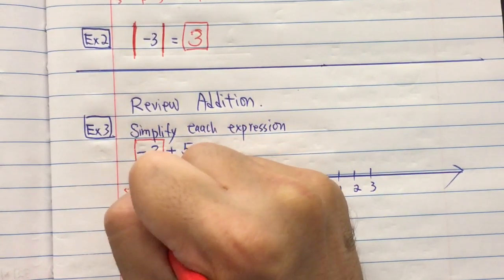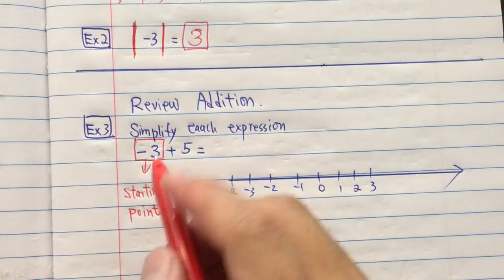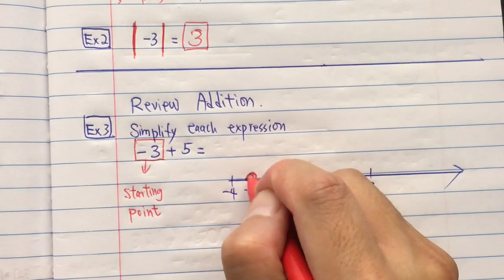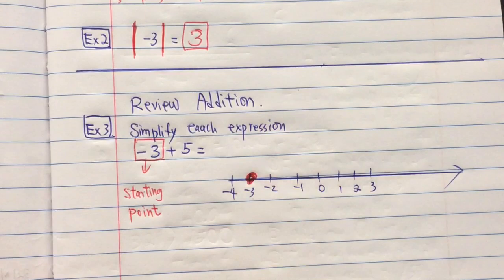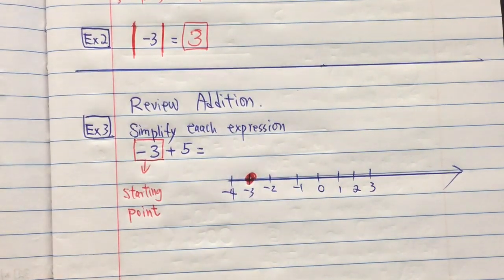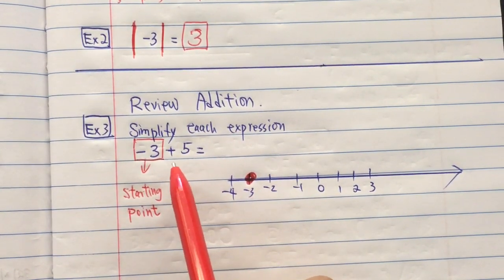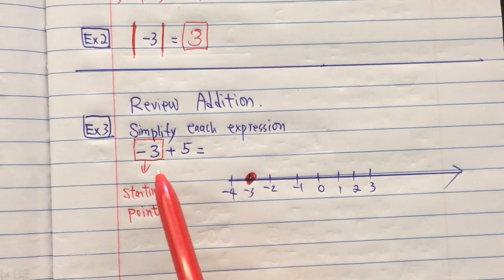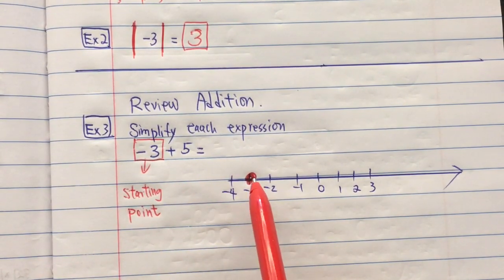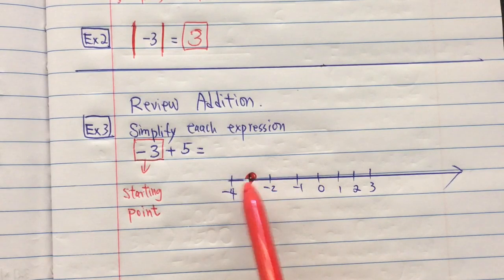This is the starting point. Okay? So -3 right here. Okay, -3 is here. And now plus. That means move right or move left. Only two choices, right? Either to right or either to left. So think about it.